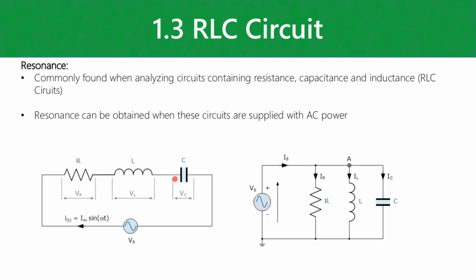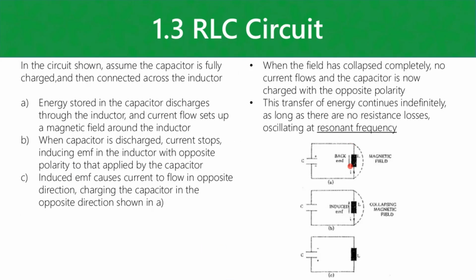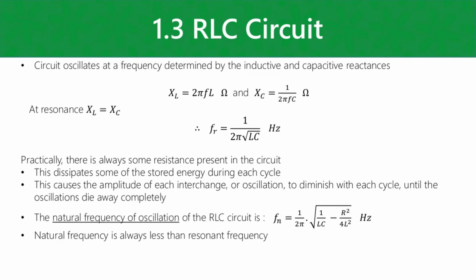Last time we started looking at resonance, and we pretty much looked at how resonance occurs, and that it's essentially the exchange of energy between the capacitor and inductor in the circuit. And so we could actually go and calculate the resonant frequency using this formula. You should be familiar with this formula by now.